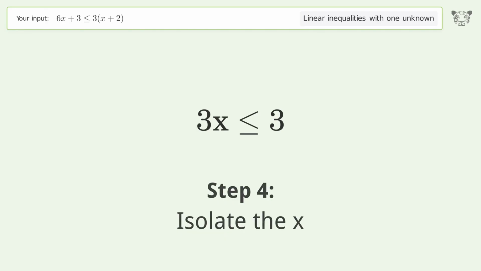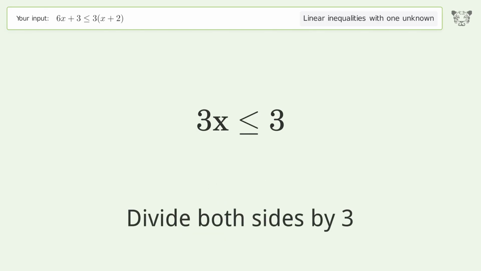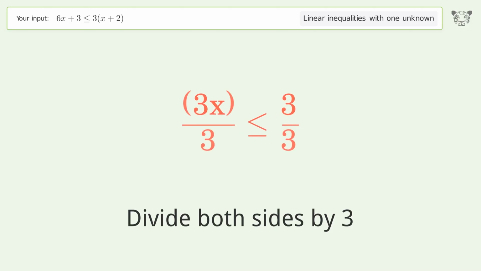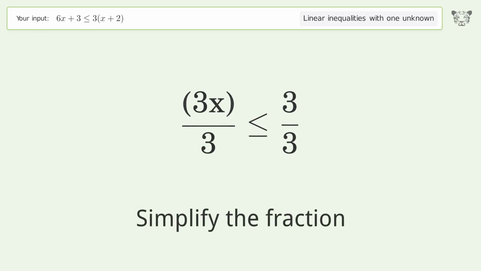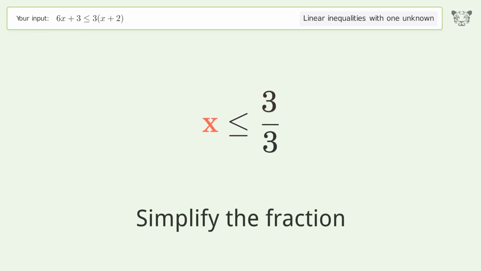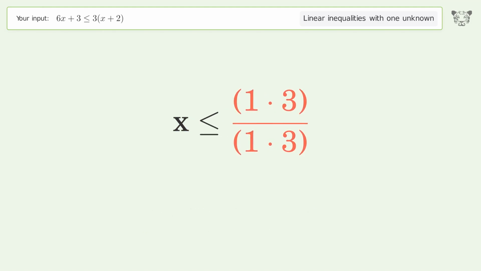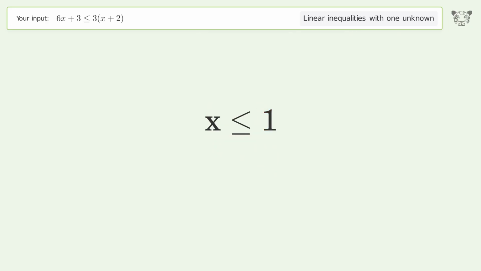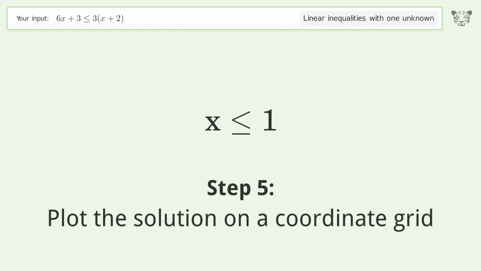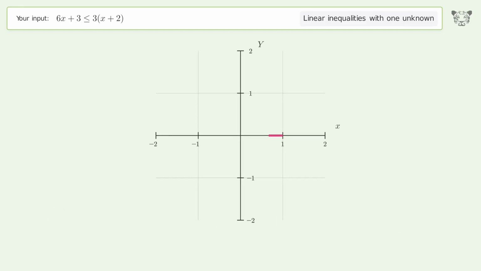Isolate the x. Divide both sides by 3. Simplify the fraction. Plot the solution on a coordinate grid. And so the final result is x equal or smaller than 1.